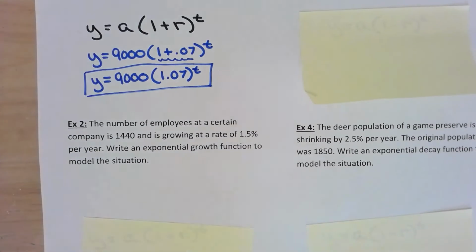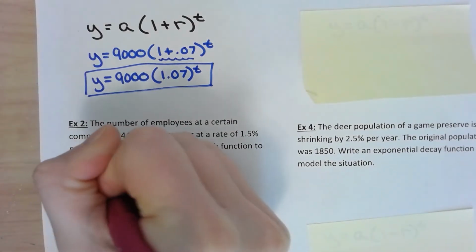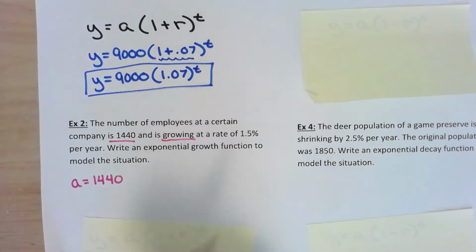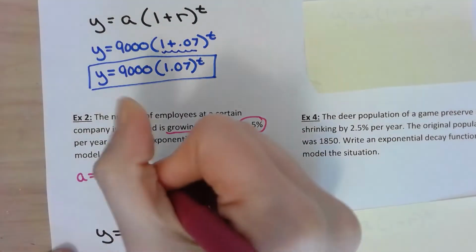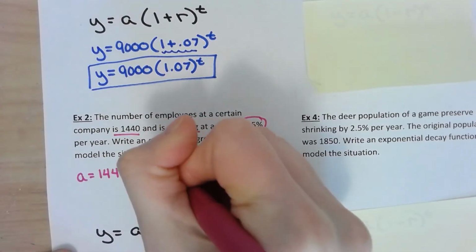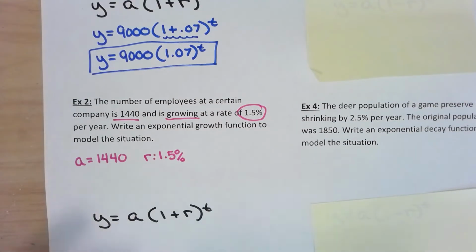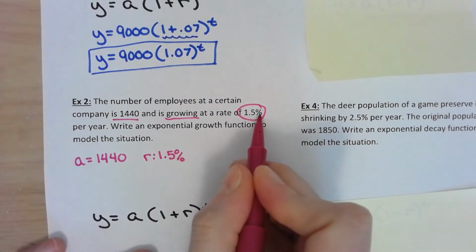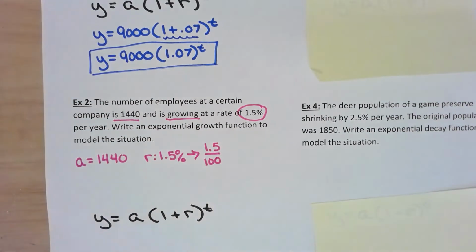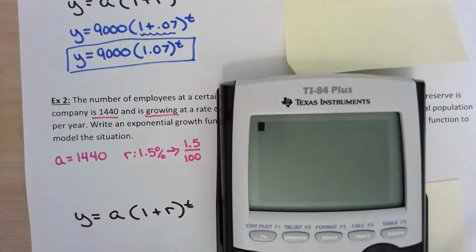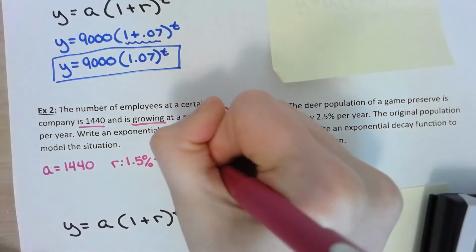Example 2. The number of employees at a certain company is 1,440. So that is our beginning amount. That would be our a value. And they said it's growing. So once again, we are dealing with exponential growth at a rate of 1.5%. So my r value is 1.5%. Now, a common mistake is some people see the decimal, so they think that this is already in the format where they can use it. No. If they give you that percentage sign, that means that you need to take that 1.5 and either move the decimal over, or you can do the 1.5 divided by 100. And that'll show you that the rate that we need is actually 0.015.